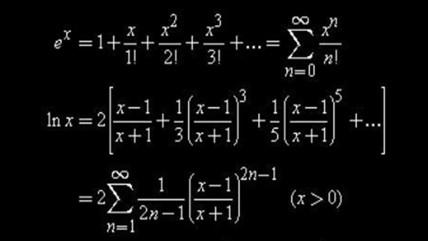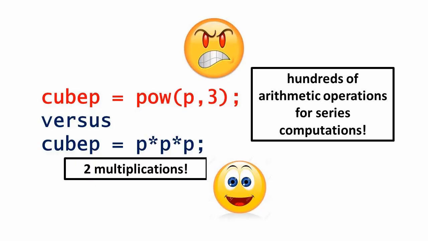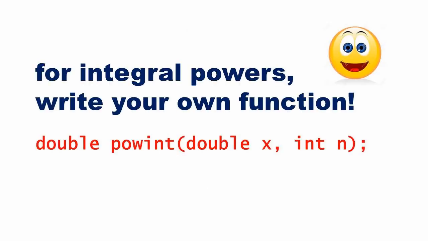To compute them, you need to find a lot of terms, and you have to continue to add terms until the last term becomes 0 or close to 0. So this is a huge number of calculations: additions, multiplications, subtractions, divisions. So what have you done when you wrote pow(p, 3)? You are using hundreds of arithmetic operations for the series computation of the log and the exponential function, when all you needed was two simple multiplications, p multiplied by p multiplied by p.